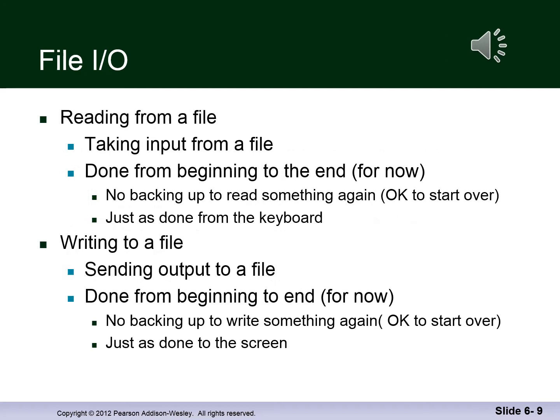File I/O deals with reading input from a file and writing output to a file. It's typically, for now, done from the beginning of the file to the end of the file. There is no backing up to read something again, and it is done just as it is from the keyboard. When we are writing to a file, we are writing from the beginning to the end. Later we're going to get into some special techniques that allow us to not go linear from start to finish, but let's just hold on for now on that topic.